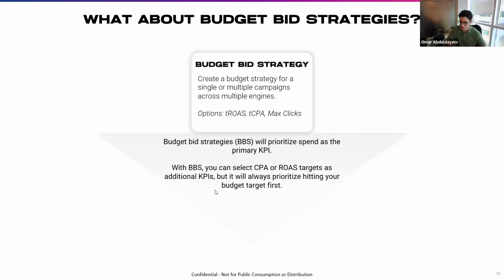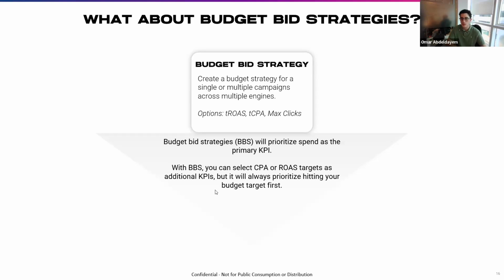Now, budget bid strategies. So this one here is specifically unique to Search Ads 360 and is only available on this platform. And the main key point here is that you're able to create a budget bid strategy for even a single or multiple campaigns across multiple engines and also multiple campaign types. And when creating a budget bid strategy, you have very similar options with target ROAS and target CPA as your primary bidding method. However, you also have maximize clicks, or max clicks, which predominantly focuses, of course, on driving traffic to your website.